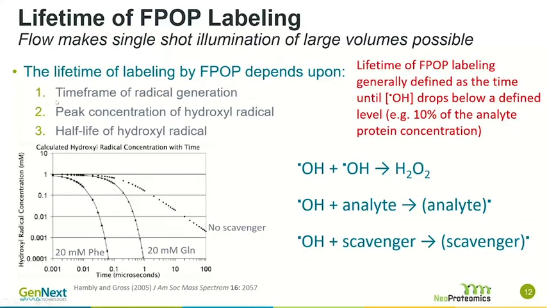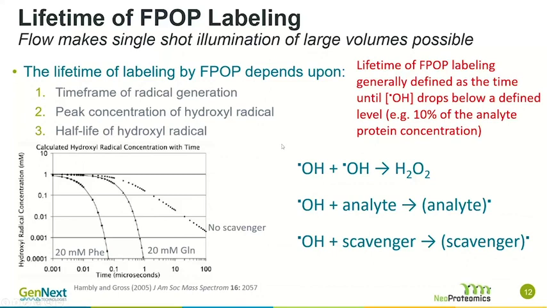Okay, so time frame of radical generation. For FPOP, this is not a problem. For FPOP, the time frame of radical generation is the width of the laser pulse, which remember is about 10 to 20 nanoseconds. Super, super fast. So this is not something we need to worry about in FPOP. What we do need to worry about is peak concentration of hydroxyl radical and half-life of hydroxyl radical.